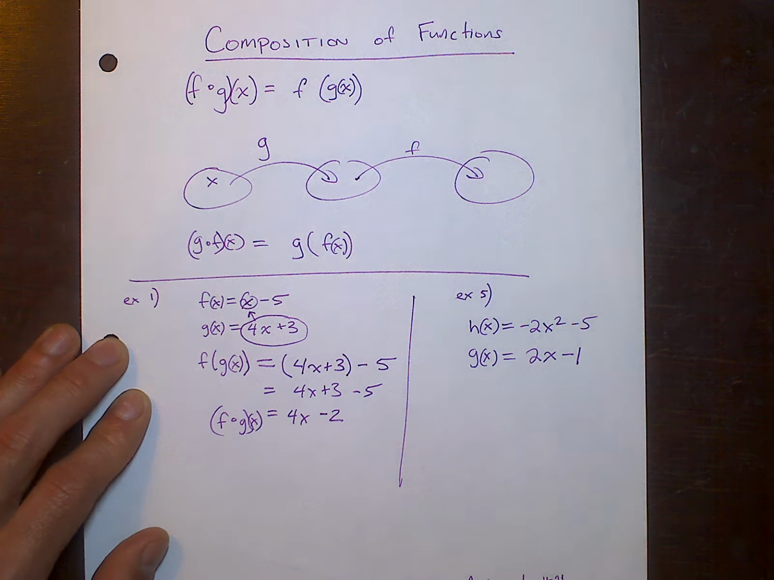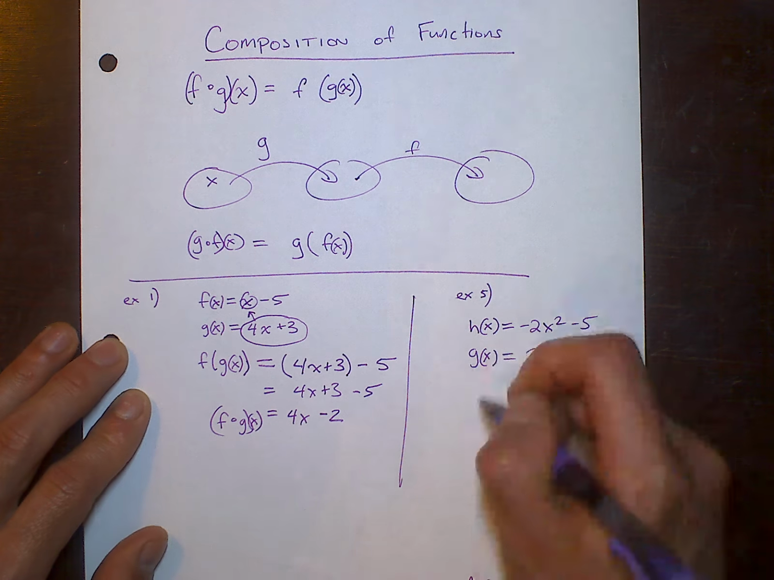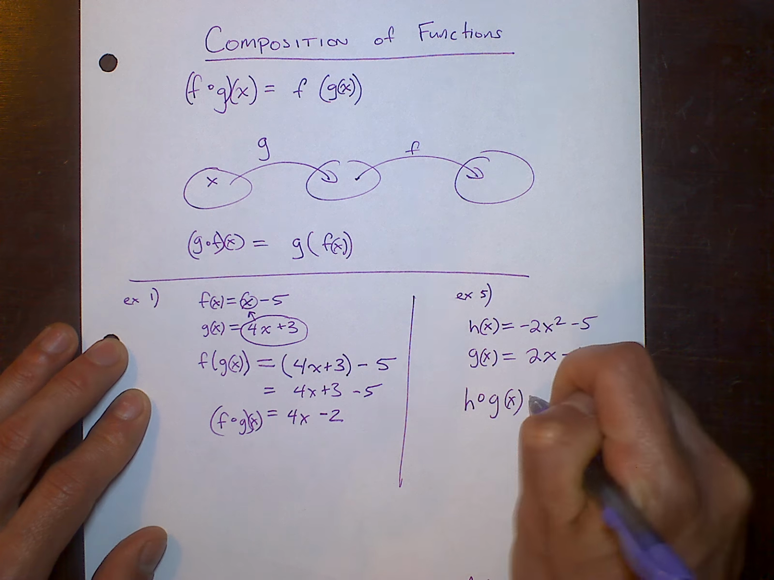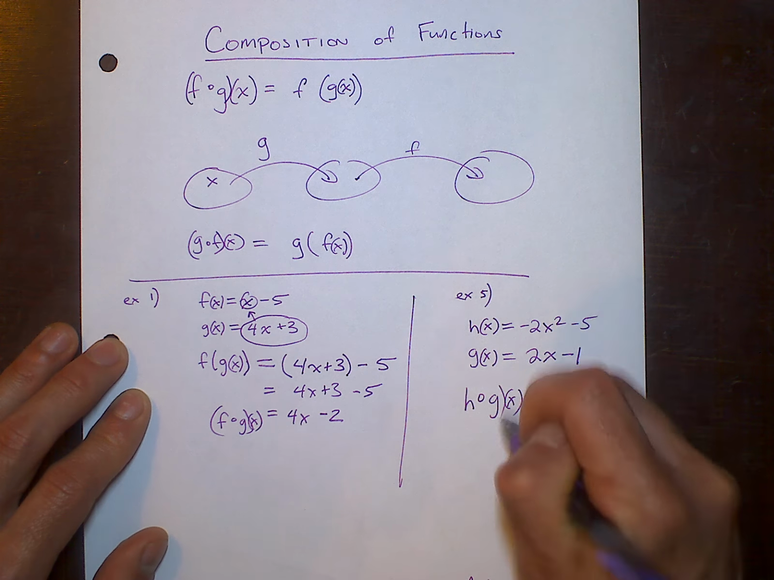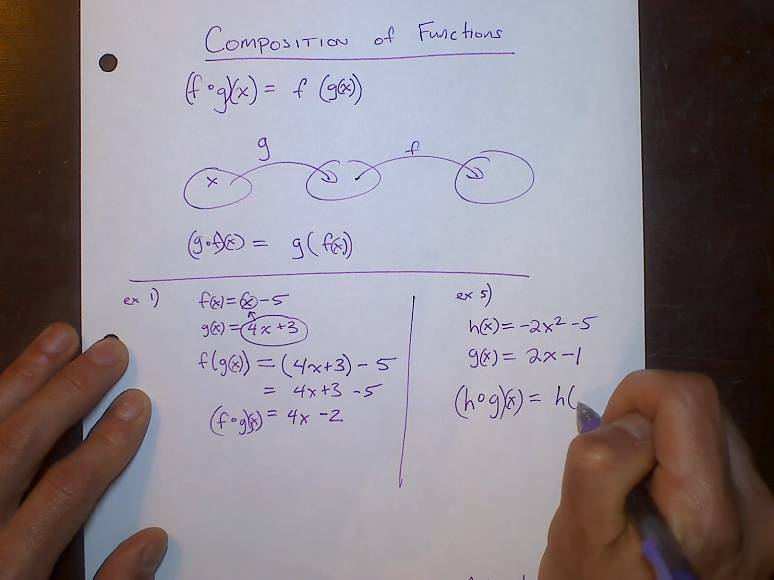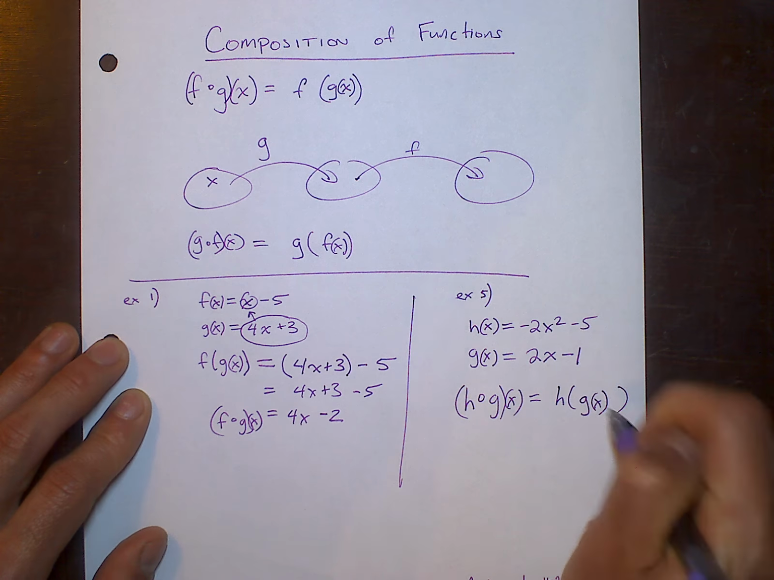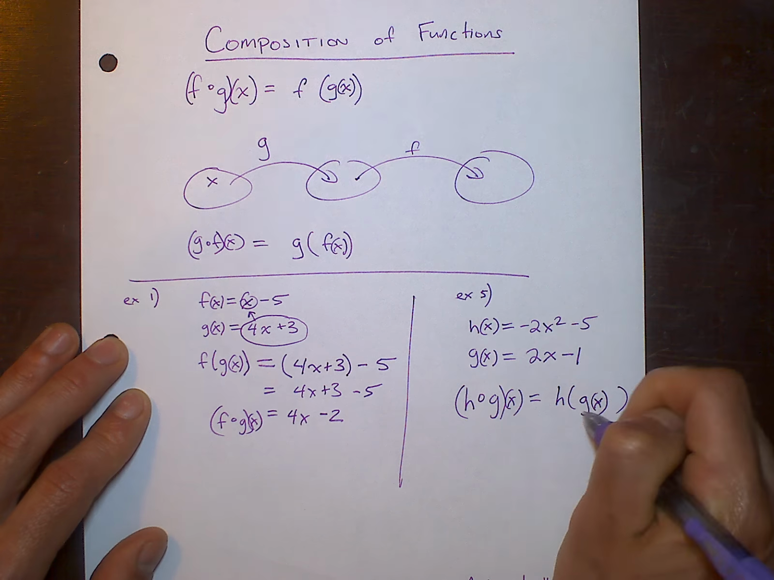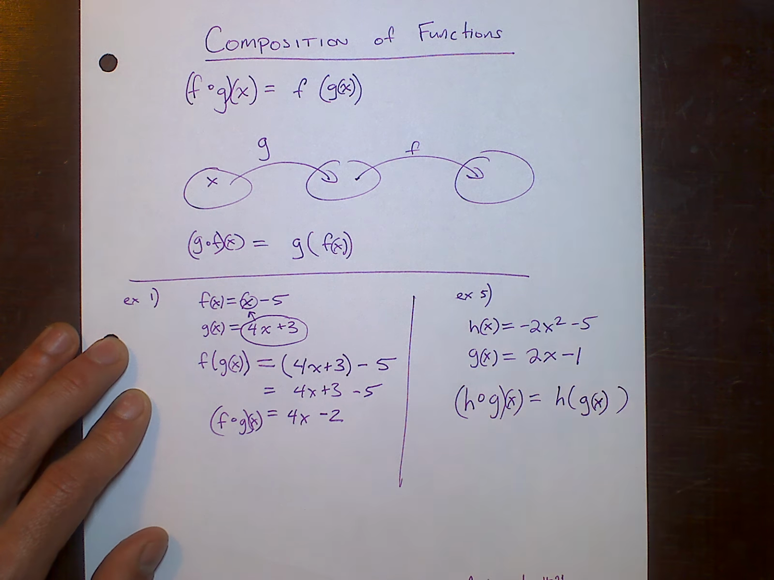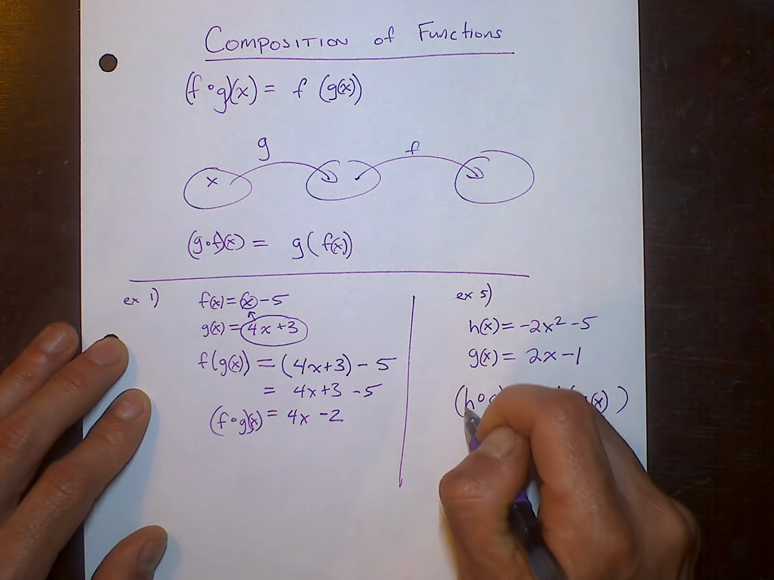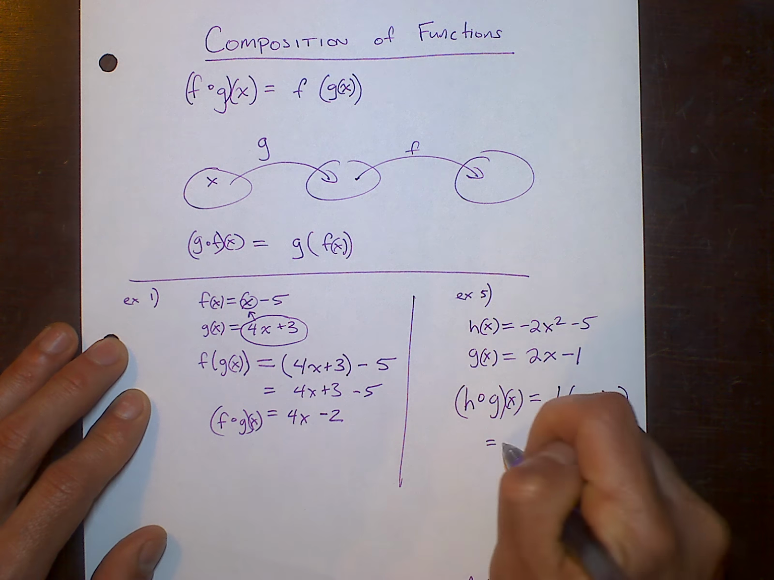In example number 5, we are asked to find the composition of h of g of x, which means we're going to start off with the h function. We're going to place the g function inside of it for its input. Another way of thinking about it is we begin with the g function, the output of that becomes the input for the h function. I like to begin by writing the function that's on the left, which I call the main function.